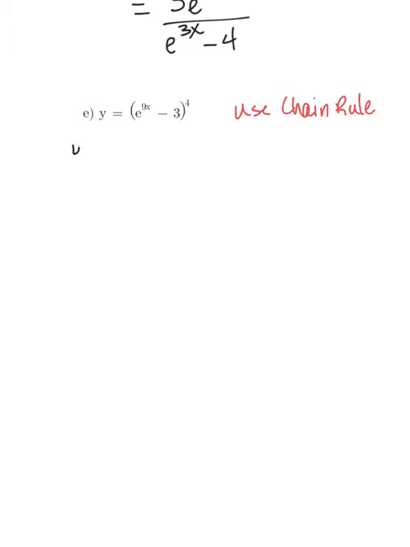So remember that the chain rule says, take the power to the front, leave the inside exactly the same. So we have e to the 9x minus 3. Now go down by 1 to the 3rd power.